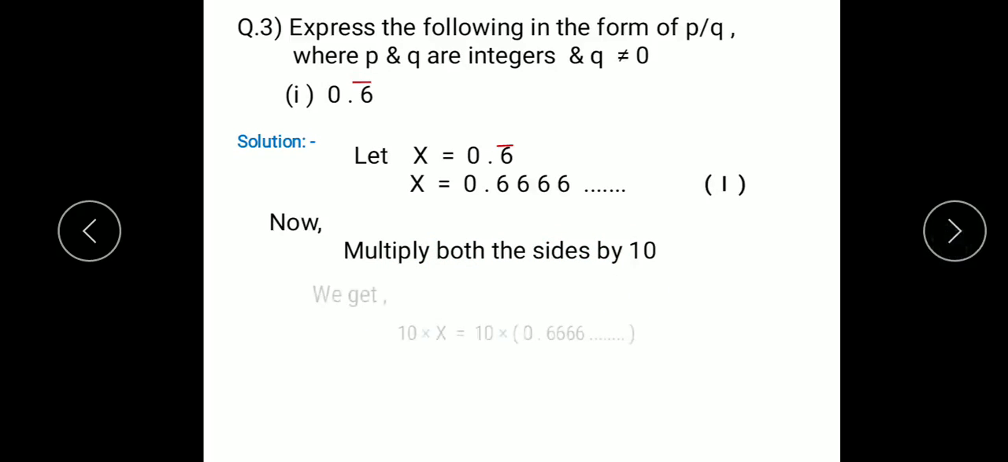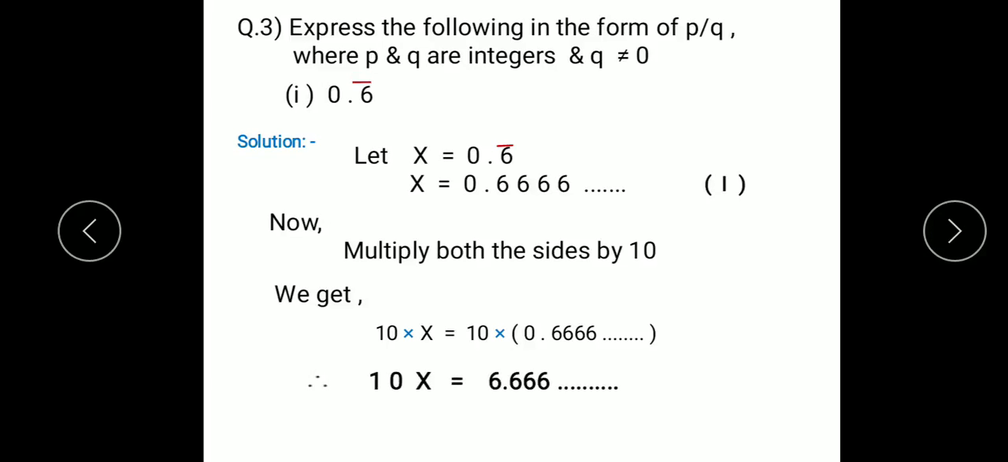So we get 10 times x equal to 10 times 0.6666... Do mention the dots, because that indicates it is a non-terminating decimal. Therefore, 10x is equal to 6.666... Let us label this statement as 2. Once we have two statements here, the next step is to subtract statement 1 from 2.